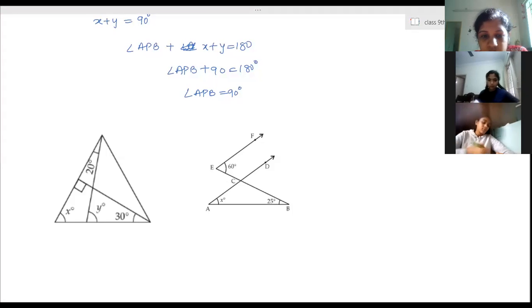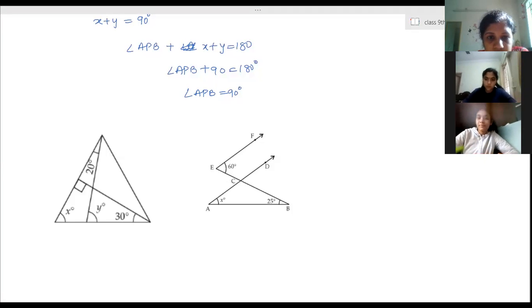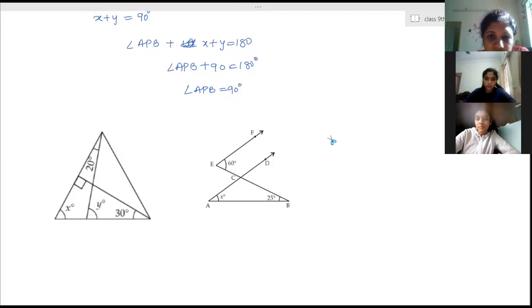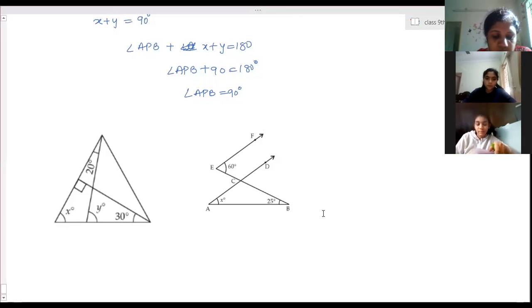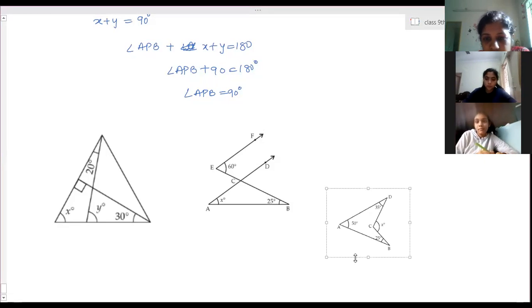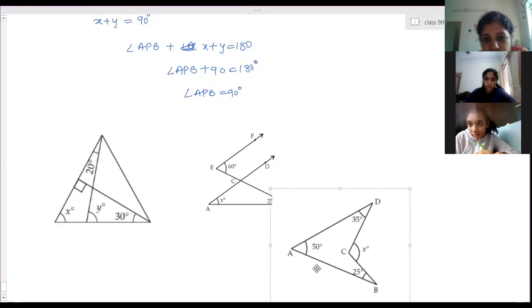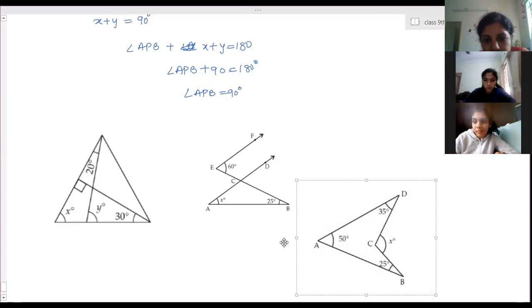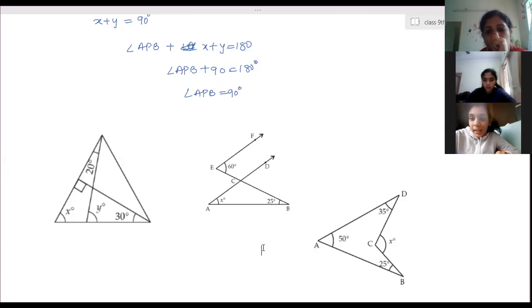And we have to assume that EF and CD are parallel. Yes. X is equal to 35 degrees. That's right. Ma'am, x is equal to 125 degrees.